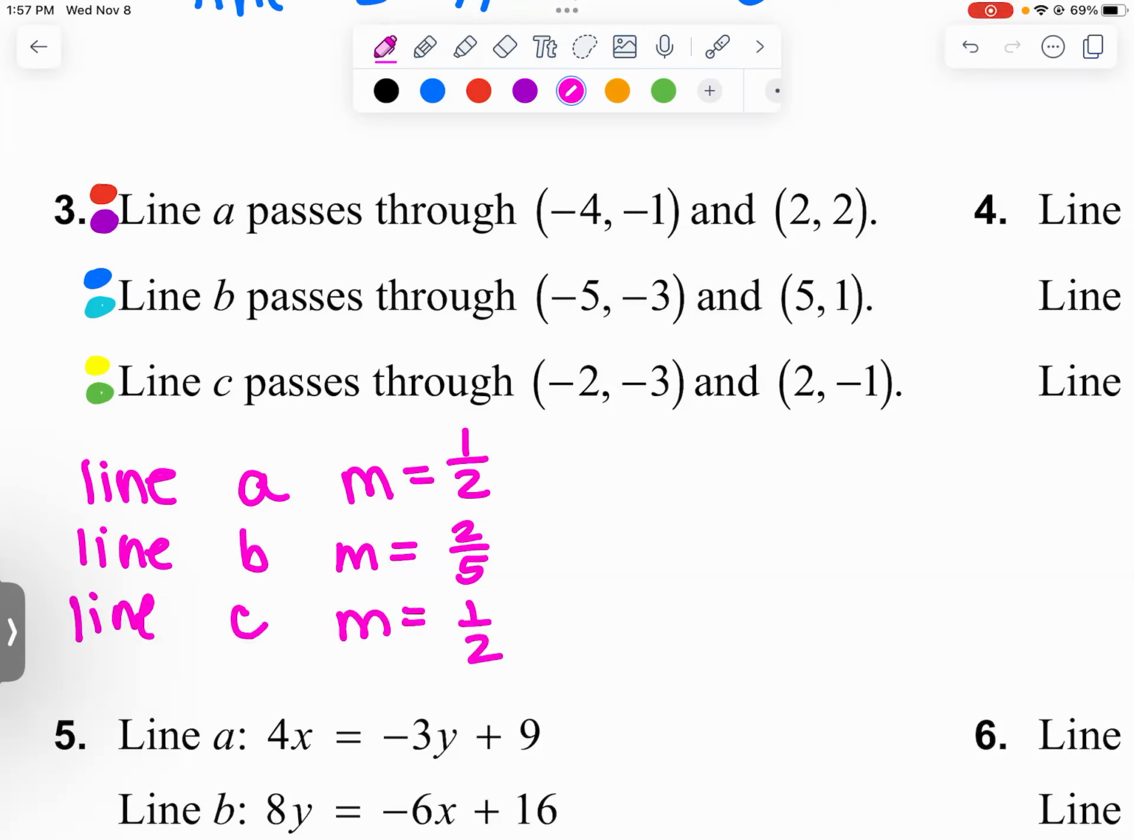1/2. Okay, I have a question. Are any of these opposite reciprocals? No. So we do not have any perpendicular lines. Okay. Are any of them the same slopes? Yeah. Which ones? A and C. So we know that line A is parallel to line C because they have the same slope.